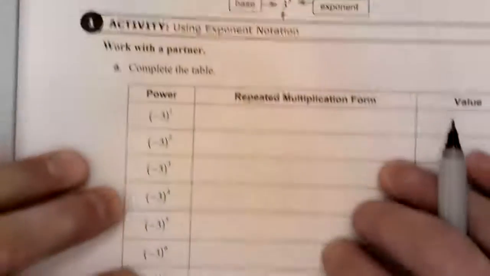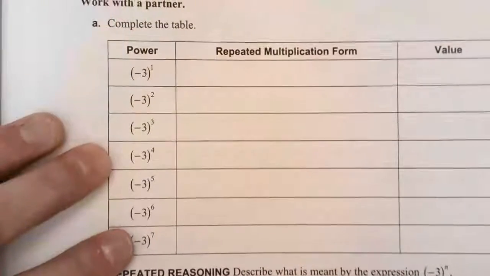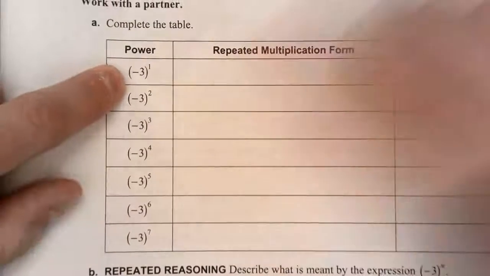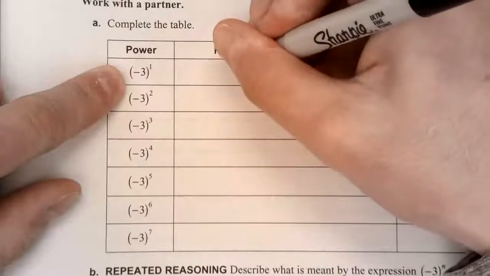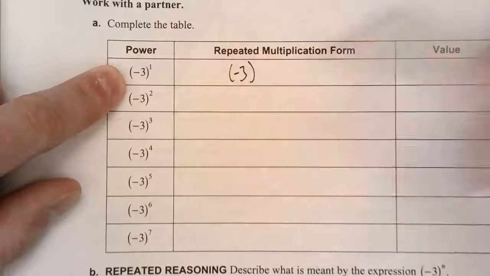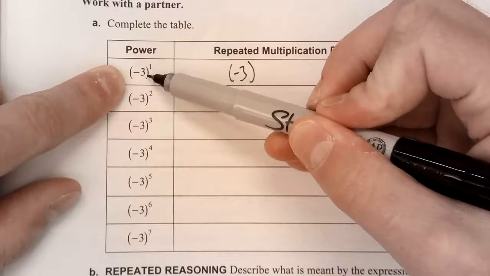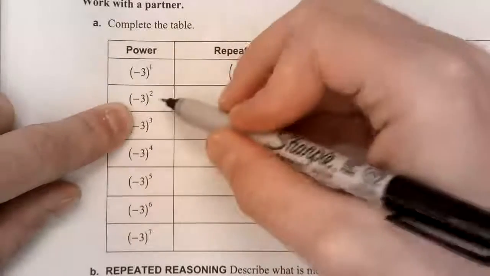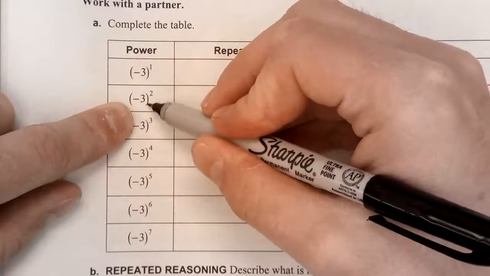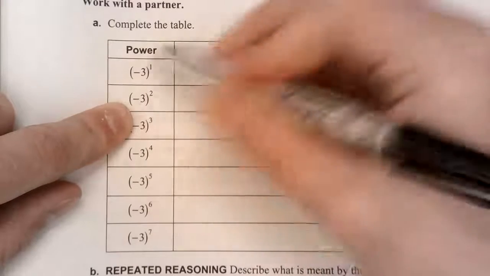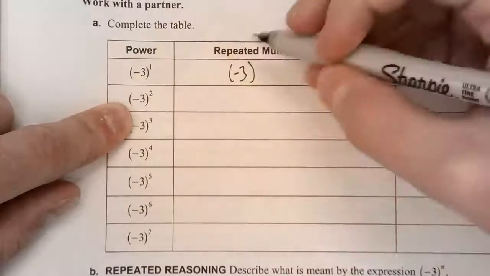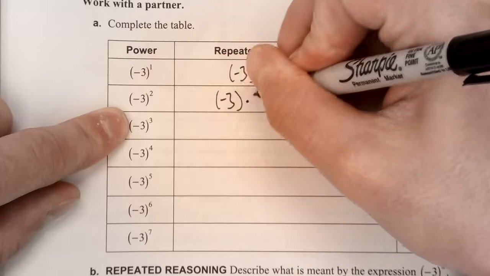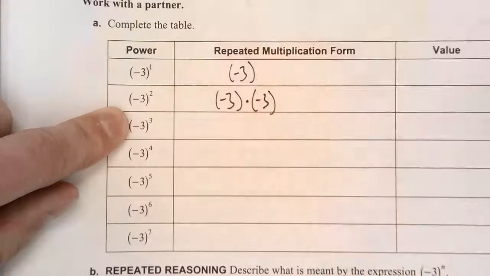So here's an example of some exponents, and we'll write what it would look like in multiplication. So negative 3 to the first power, this is just negative 3. That's it. It's just one negative 3. Negative 3 to the second power, we say the exponent is 2. The base is negative 3. We often call that negative 3 squared. Anyway, this is negative 3 times negative 3.